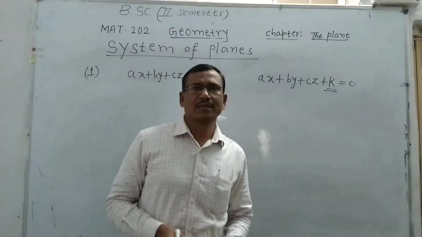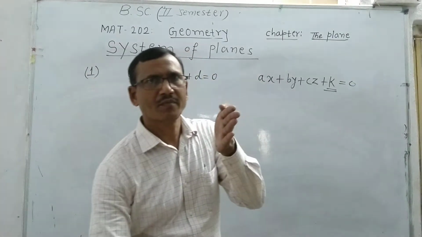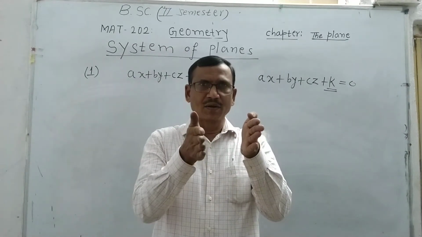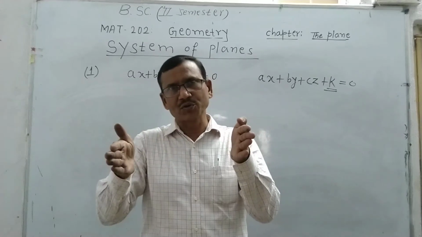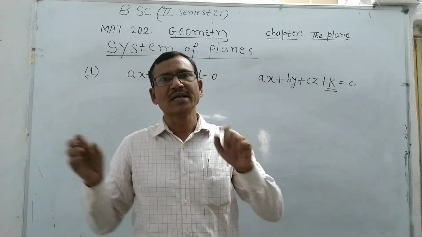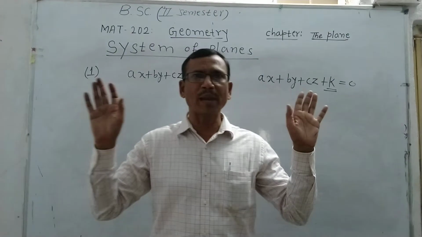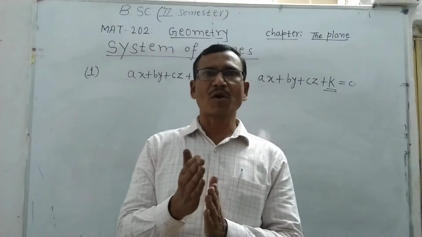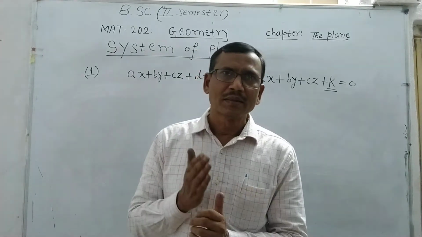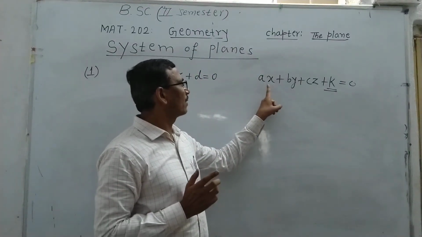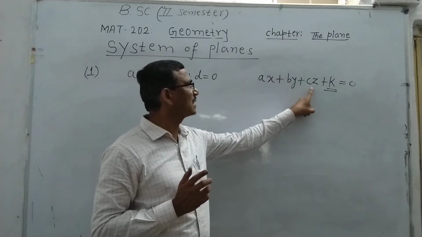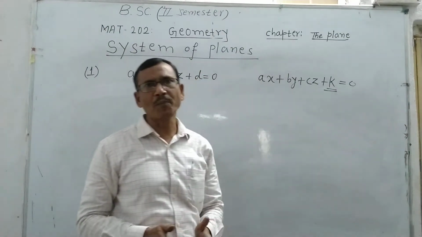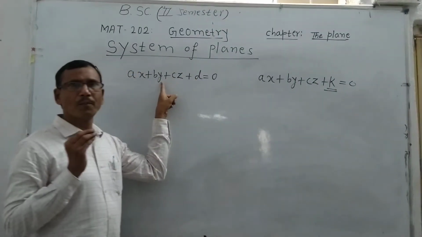As we know, if this is one plane, the plane parallel to this plane is here. Second plane, again one more plane parallel to this plane, one more plane parallel to this plane. There are an infinite number of planes parallel to the given plane, and such planes are given by the equation ax plus by plus cz plus k equal to 0. This is the system of planes parallel to the given plane.